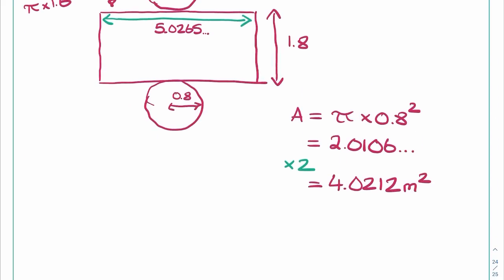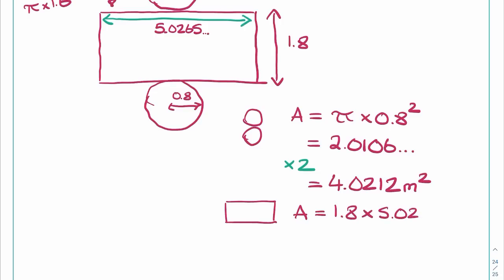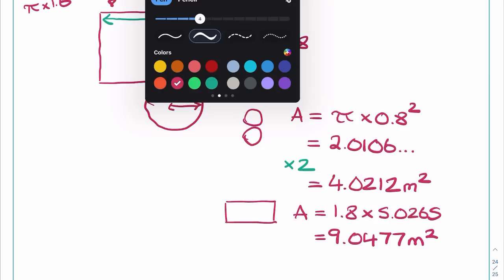Then we also have, let's just draw the 2 circles, and then let's draw the rectangle here so we know which bit we're doing where. The rectangle, the area is length times width, so 1.8 multiplied by 5.0265, and that comes out as 9.0477 meter squared. So we have those 2 numbers there.